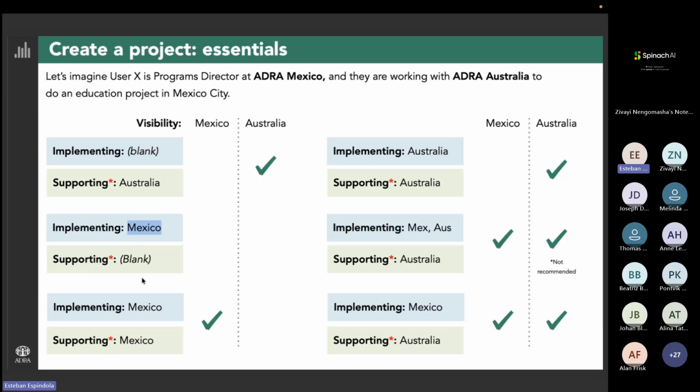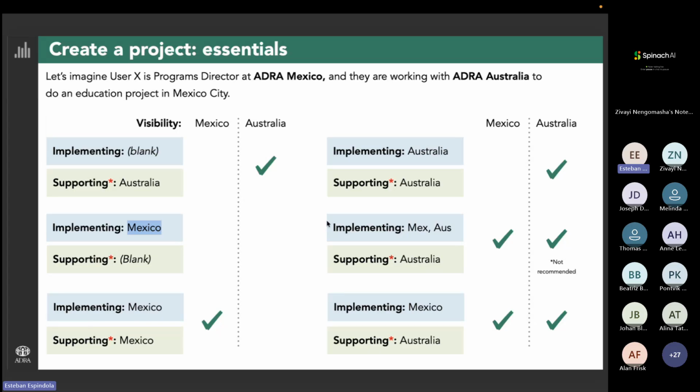So my recommendation, if you are working alone right now, even though it's not the best in terms of data cleanliness, is just put the same country twice. If I were working alone, this is how it would look like. Mexico in both implementing and supporting.